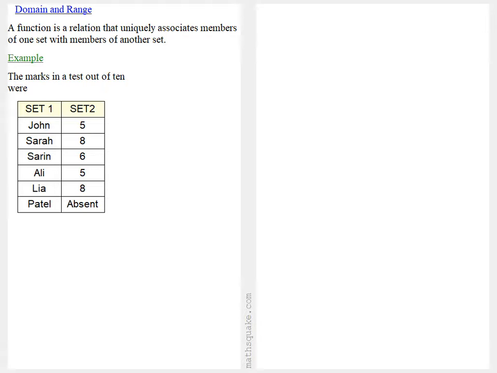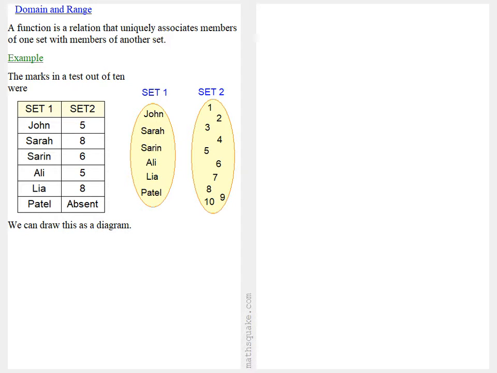Now the second set is all the numbers between 0 and 10, but only 3 numbers actually appear in the list, 5, 6 and 8. This set of numbers is called the range. Now we can draw this in a diagram. We can draw the set containing all the people and the set containing all the numbers between 1 and 10.